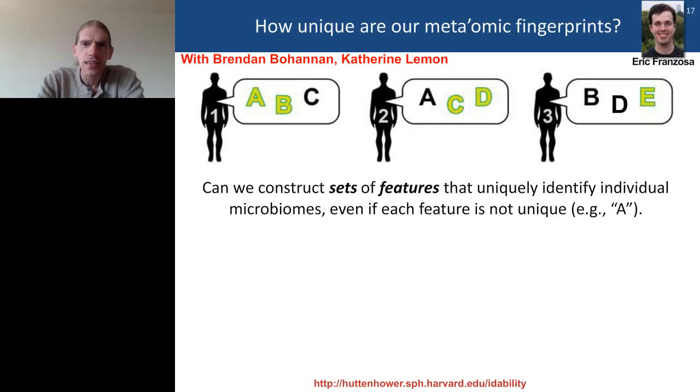This is interesting in as much as a postdoc in my group, now a research scientist, Eric Franzosa, was able to quantify the degree to which our microbes really are personalized and unique. So in work with Brendan Bohannan at the University of Oregon and Catherine Lemon at the Forsyth Institute here in Boston, Eric asked the question, can we construct sets of features that uniquely and stably separate different individuals, identify different individuals, based not on our DNA, but on our microbial DNA?